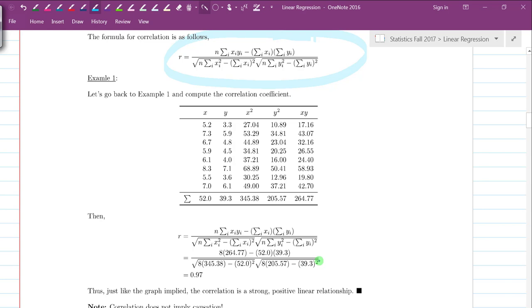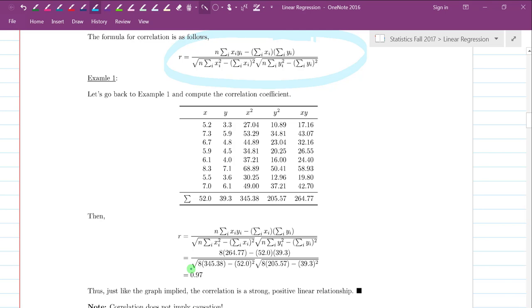When you put that in your calculator, you're going to end up with 0.97. So we just now said that r is equal to 0.97. Well, 0.97 is really close to the number 1. So that tells us that we have a very strong positive, because that's the sign of the r, correlation, which tells us that as x increases, y increases, and it's almost near perfect.